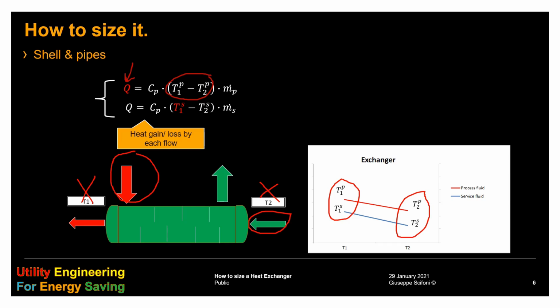The second is similar to the first and says that the heat gained by the service fluid is the product of the thermal capacity, delta T, and mass flow, which is different in this case. And since the heat lost from the first is gained by the second, the Q is the same. And now we can determine the leaving temperature of the service fluid, T1S.